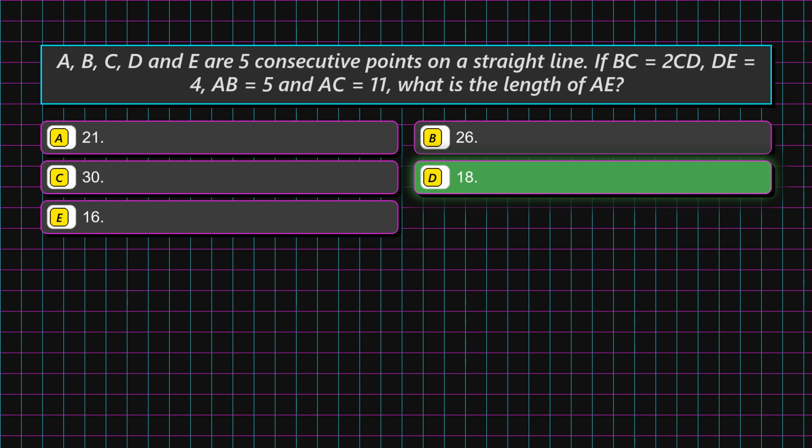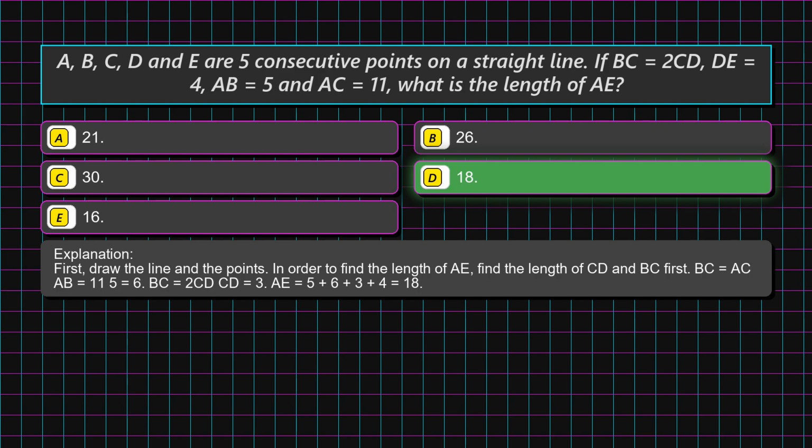The correct answer is option D, 18. First, draw the line and the points. In order to find the length of AE, find the length of CD and BC first. BC equals AC minus AB, 11 minus 5 equals 6. BC equals 2 CD, so CD equals 3. AE equals 5 plus 6 plus 3 plus 4 equals 18.